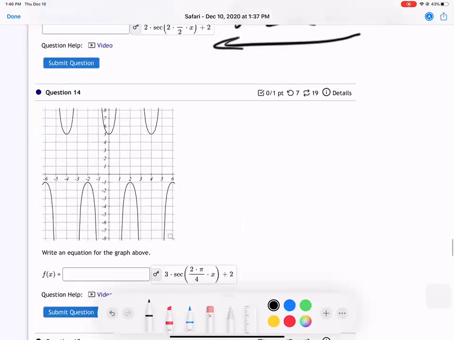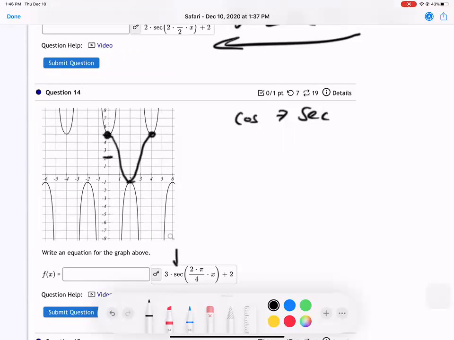Let's look at the next problem. The goal is to first find the middle. If the top is 5 and the bottom is -1, the middle is probably going to be, I would say, maybe 2. 5 plus -1 is 4. 4 divided by 2 is 2. Now, if I look at this graph, connecting the dots, is this a sine graph or cosine graph? Once again, starting from the top, this is going to be a cosine. Perfect, that's a cosine graph. So we know this is automatically going to be a secant graph.